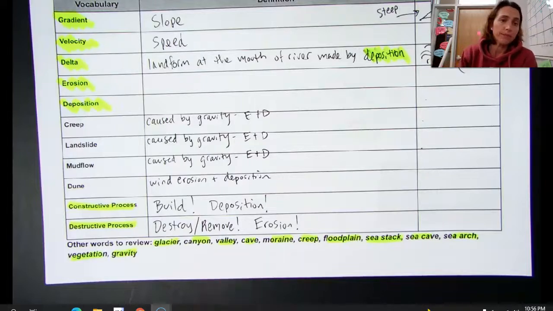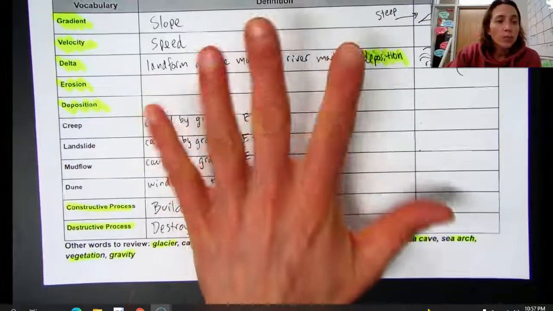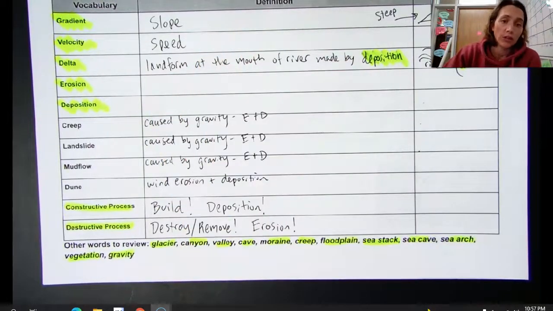Okay. A valley. V-shaped, a river. U-shaped, a glacier. Creep, it's gravity. Moraine, glaciers. Sea stack, sea cave, sea arch. That is going to be primarily wave action and some wind. What does vegetation or plants do to erosion? How does that affect it? We talked about that in our lab. All right, so a lot of information here. You can put whatever you want on here and use it during the quiz.